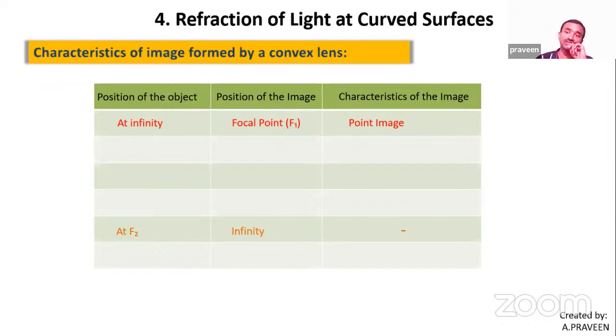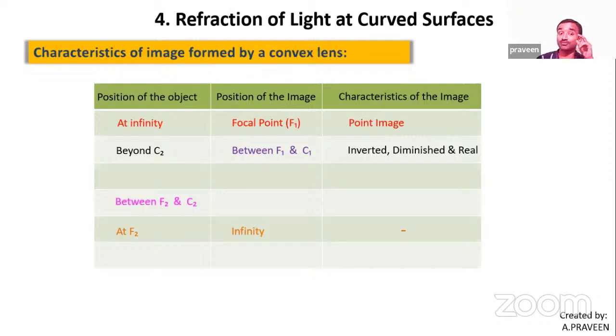Then beyond the center of curvature, beyond C2, the image is obtained between F1 and C1. Then the characteristics: diminished, inverted, real. So by drawing, you can generalize that. Then next, we'll go for between F2 and C2. When the object is between F2 and C2, then the image is obtained beyond C1. So look at it.